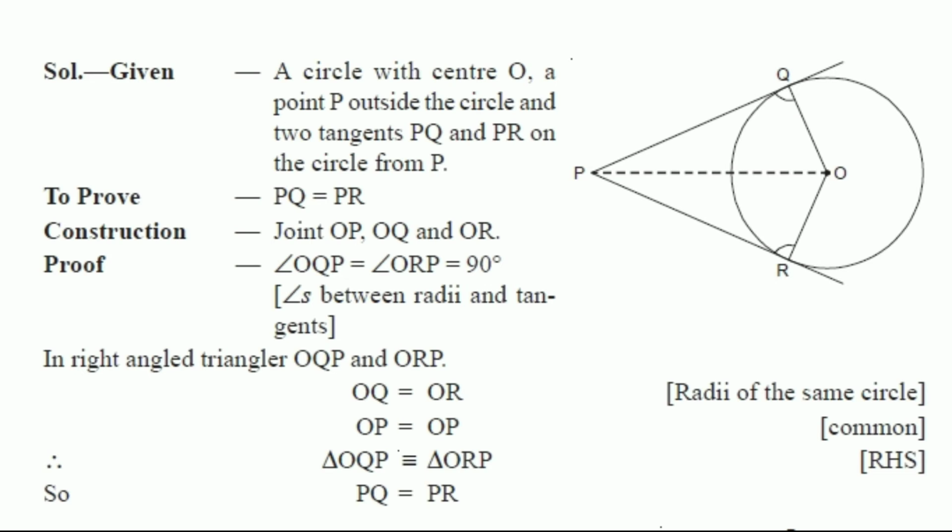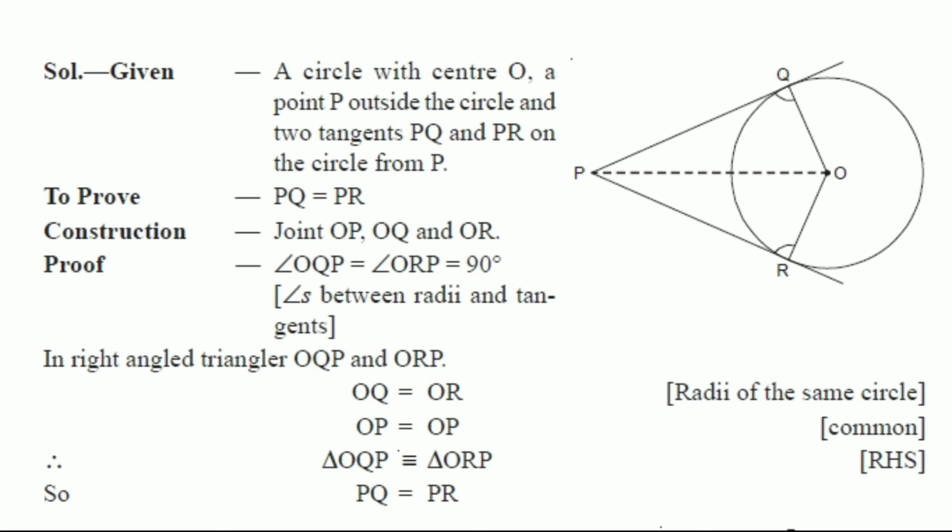For that we have to make the construction: join O, the center of the circle, with all the 3 points, meaning join OP, join OQ and join OR. From the figure it is very much clear that OQ and OR are the two radii of the given circle. Now we start the proof.